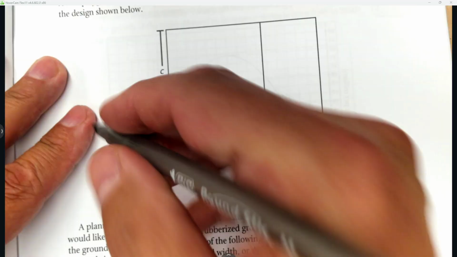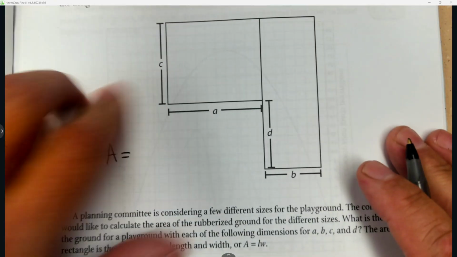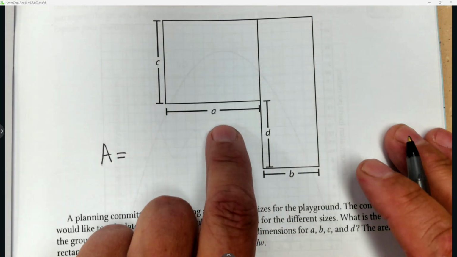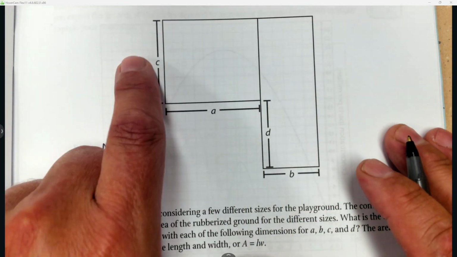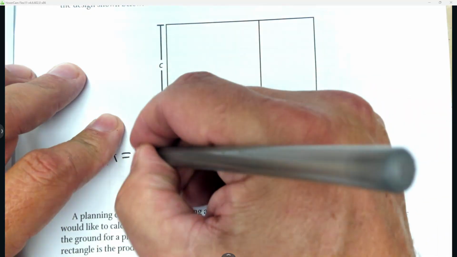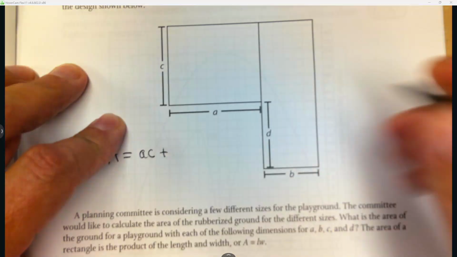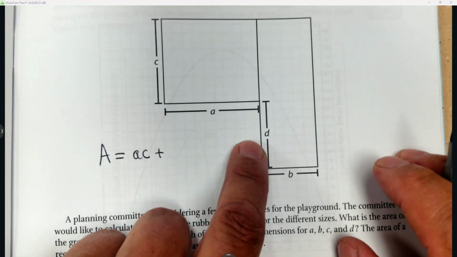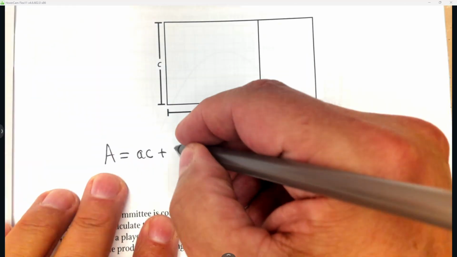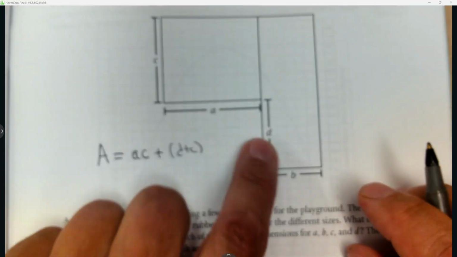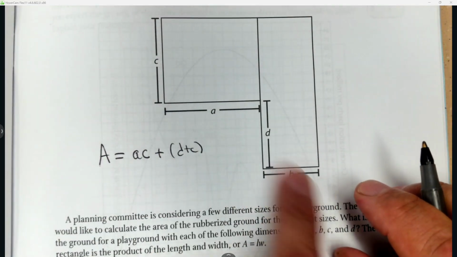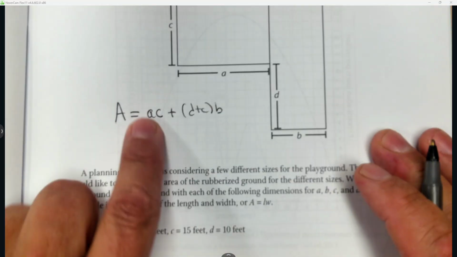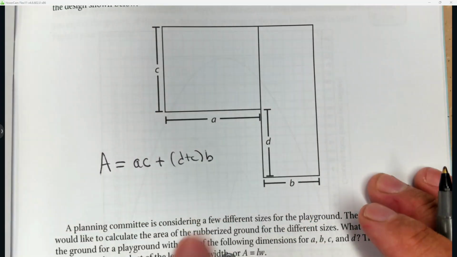So if I asked you for the area of this in terms of A, B, C, and D, I hope you see a rectangle here on the left, and the area of this rectangle is length times width, or A times C. We'll just call that AC. And then there's a second rectangle, this long rectangle here. The length of it is D plus C, so I'm going to go D plus C, multiplying it times the width, which is B. So this describes the entire area of this.